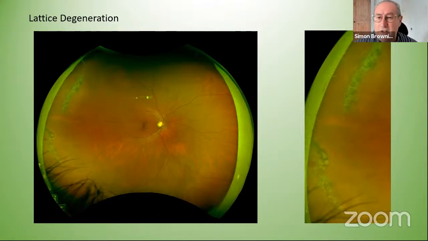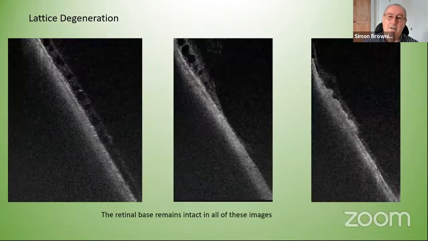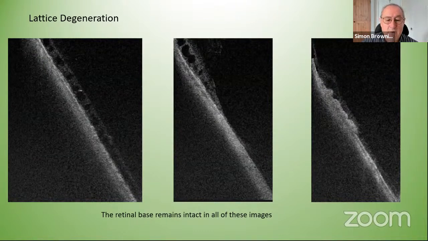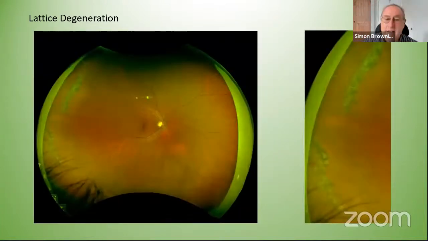When you're looking at lattice degeneration, you should always magnify that area of lattice so that you can get much more information out of it. You cannot tell from those color images whether the retina has got fluid under it. So we look at the images that we see here, and immediately we see in all of those images, the retinal base remains intact.